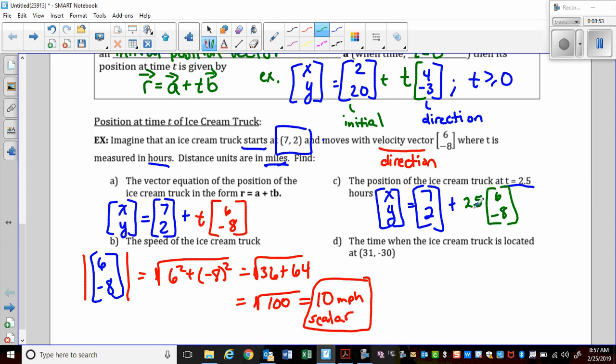We're going to have to multiply 2.5 times 6 and 2.5 times -8, and then add those to the 7 and 2. Okay, so what I did is I multiplied 2.5 times 6, and I know that's 15. 2.5 times -8 is -20, and then I'm just going to add them. So 7 plus 15 is 22.